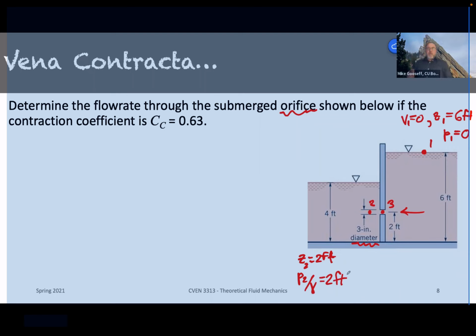In other words, that's the pressure of the fluid stacked up above us, right? Now, we don't yet know what V2 is. So V2 is a mystery at the moment, something we'll have to solve. At 3, we would have kind of the same problem, except in this case, you can see we're given this contraction coefficient. We're going to end up using that to figure out 3. So what we're going to do is essentially apply the Bernoulli equation from 1 to 2.